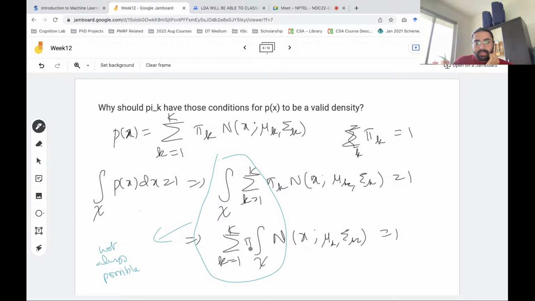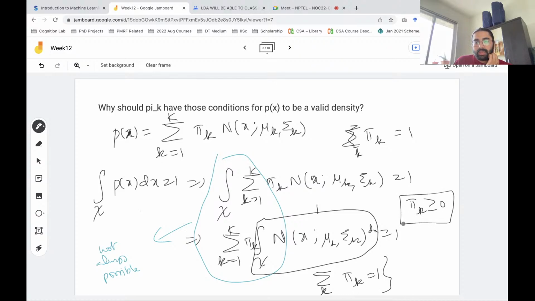Sorry, pi k is here. I can take pi k out of the integral because it doesn't depend on x. Now this is a probability overall density, so this integral is just going to be 1. So you'll get the summation over k of pi k equal to 1. And for every k, pi k has to be greater than or equal to 0. This you can see because the density has to be positive always.